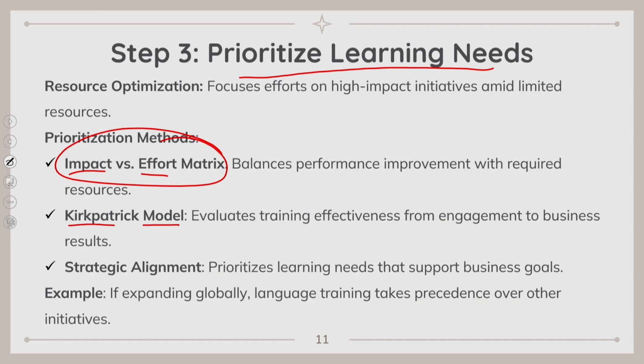Another significant aspect when you talk about prioritizing learning needs is strategic alignment. Ladies and gentlemen, please note, when you're talking about this alignment, we had a great discussion on strategic intent. Prioritizing needs that align closely with strategic objectives is always the way to go. For instance, if the company aims to expand into international markets, language training for employees becomes a priority.